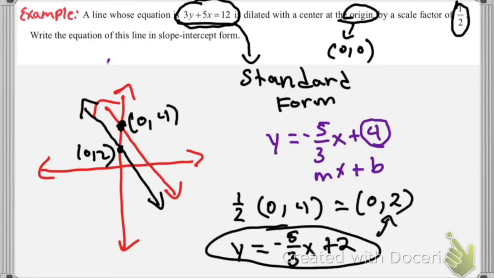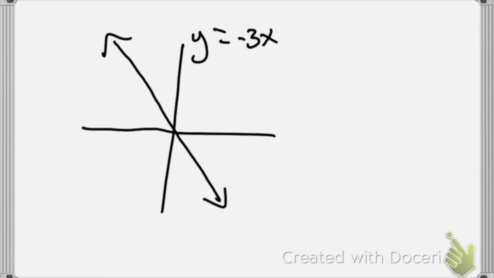But what if I had a line that passed through the origin and I knew the equation of that line? What would be the equation of its parallel line, of its dilated line? Would the line change? Would it stay the same? What am I asking really? So suppose you had, for example, the equation of this line, y equals negative 3x. It looks something like that.